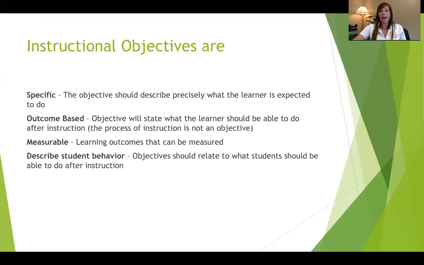Once again, we come back to those 4 main components of instructional objectives being specific, outcome-based, measurable, and describing student behavior. Really what I look for when I'm grading objectives is whether it describes what students will be able to do after instruction. And then obviously the assessment piece needs to match the objectives. The better objective you write, the easier the assessment will be for you to conduct. It needs to be outcome-based, it needs to be specific, and it needs to be measurable.